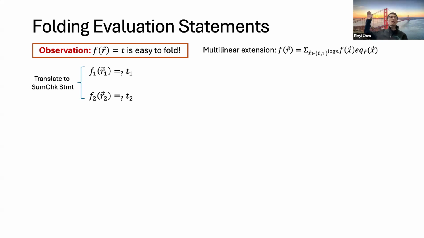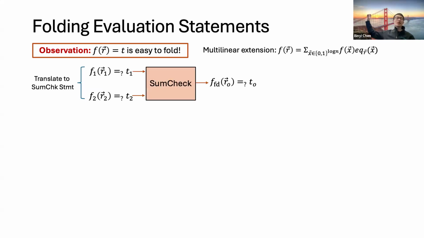This is very similar to the univariate case, where I think most of you are familiar that a univariate evaluation can be interpolated using Lagrange polynomials. And here the EQ polynomial is some analog of the Lagrange polynomial. So now you have two sumcheck statements, right? And we know we have a sumcheck protocol for that. Then we can merge these two sumcheck statements into one and run the sumcheck protocol.